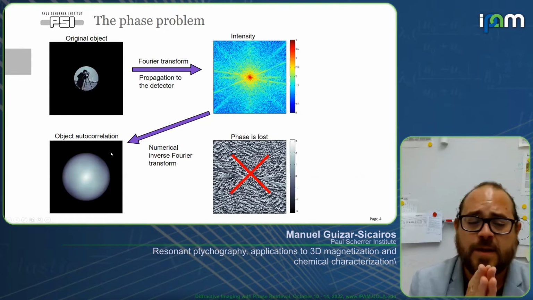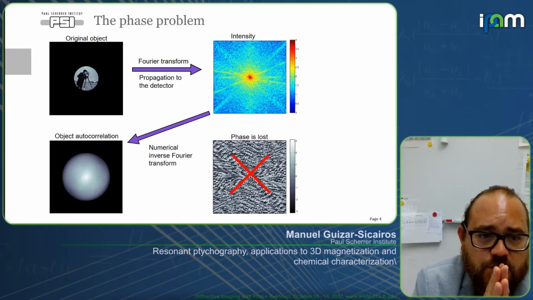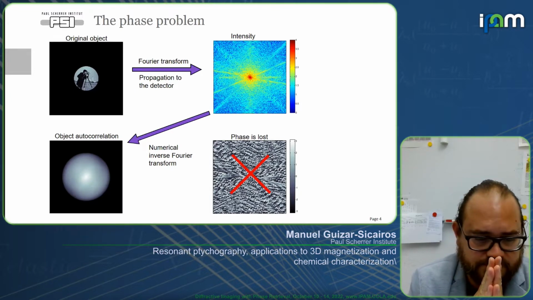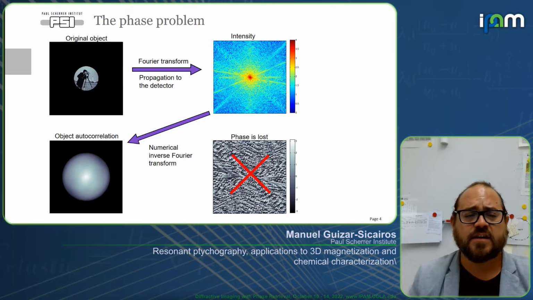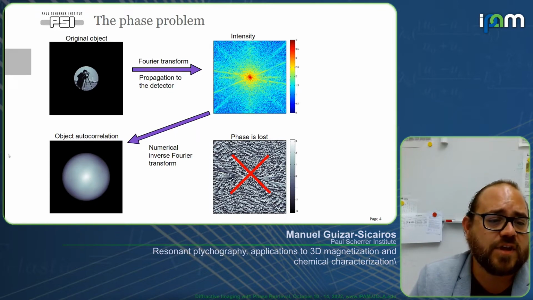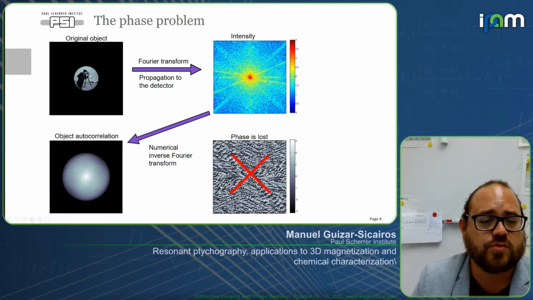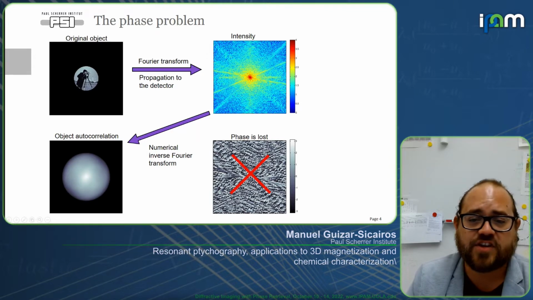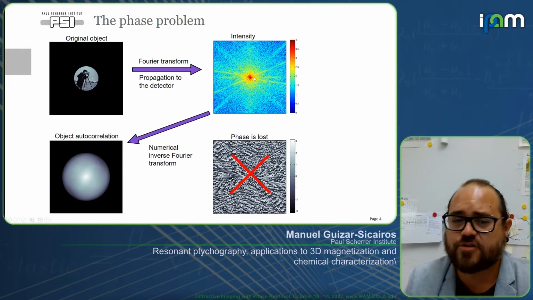It was also mentioned, and John also showed, some of this importance of the phase. There's a slightly different slide here, but it has the same idea. So here, if we take a Fourier transform of the original object that we wish to reconstruct or image, this is the intensity that we would measure in the detector.